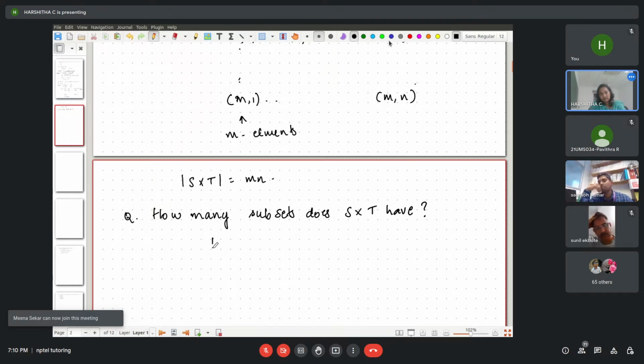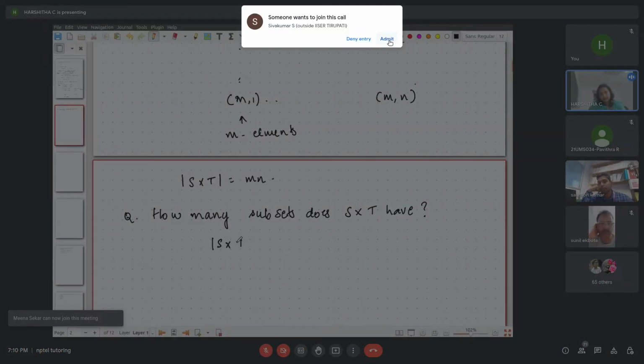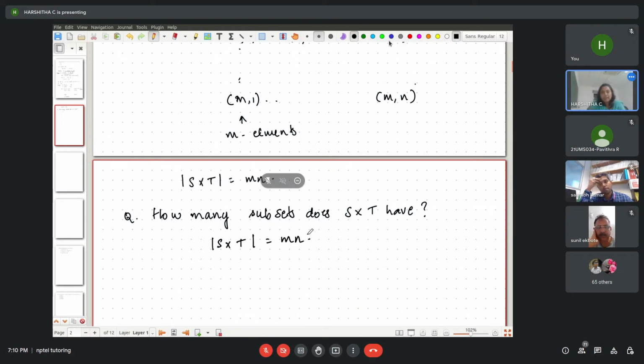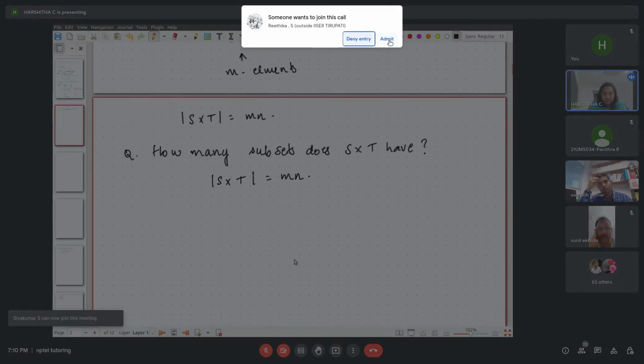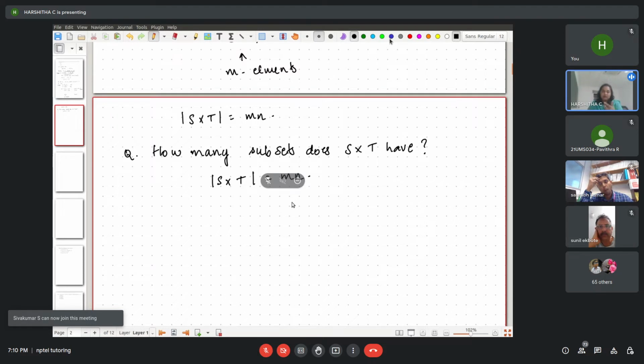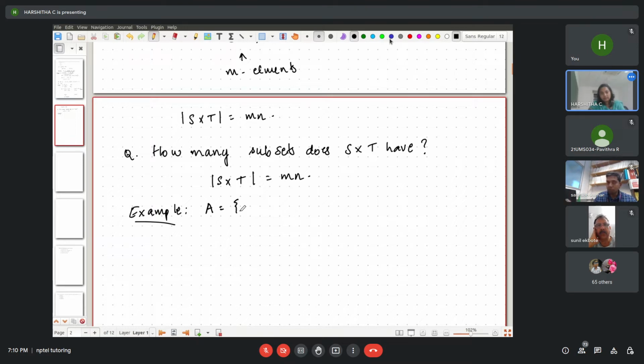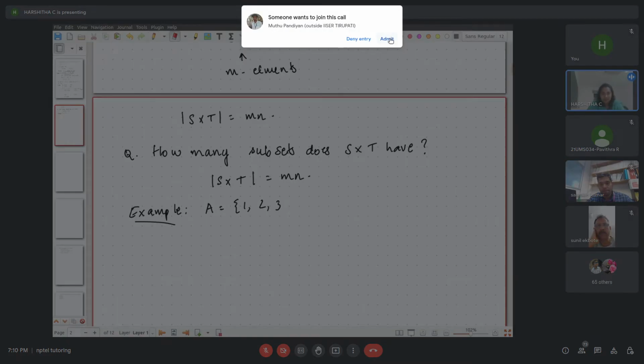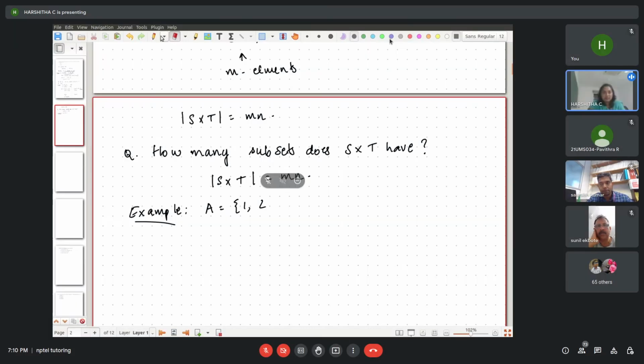Right? So you know that the cardinality of S cross T is mn. So given a set whose cardinality is known, what are all the possible subsets? Let's again look at it through an example. Let's take a smaller example, A equal to {1, 2}. What are all the subsets of it?